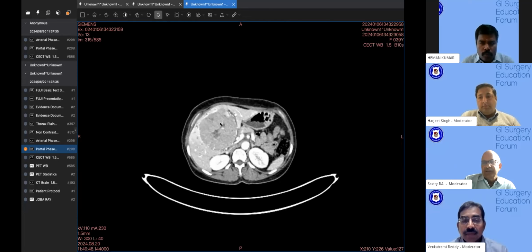So suppose you want to do a central hepatectomy or left extended, what did we calculate as the FLR in this patient? You should calculate the FLR, sir. Please.